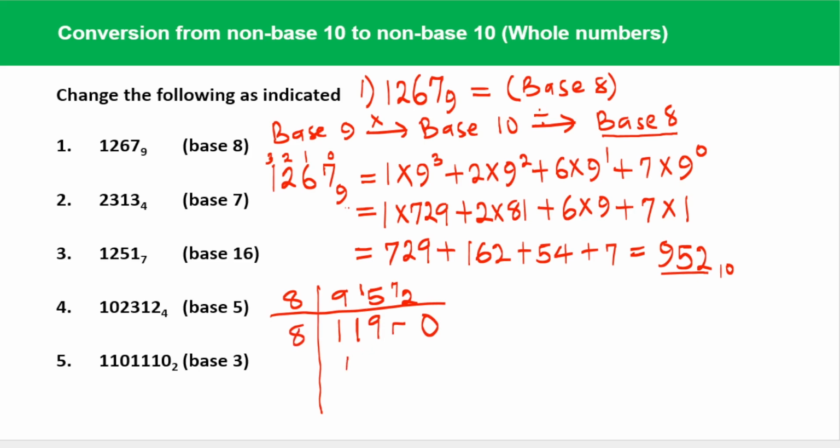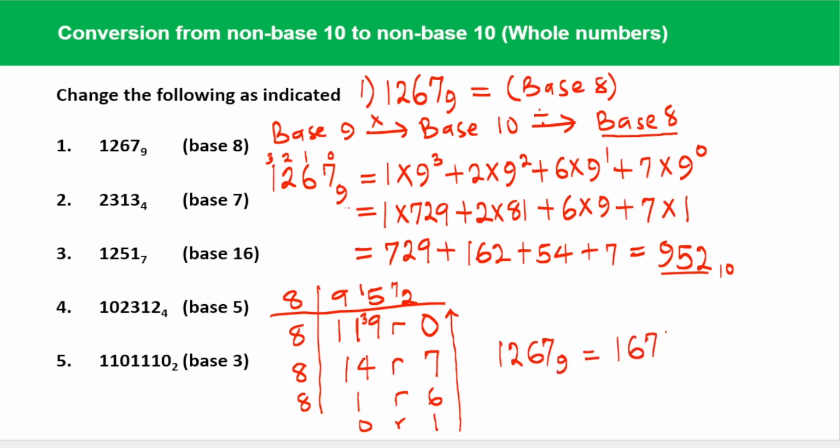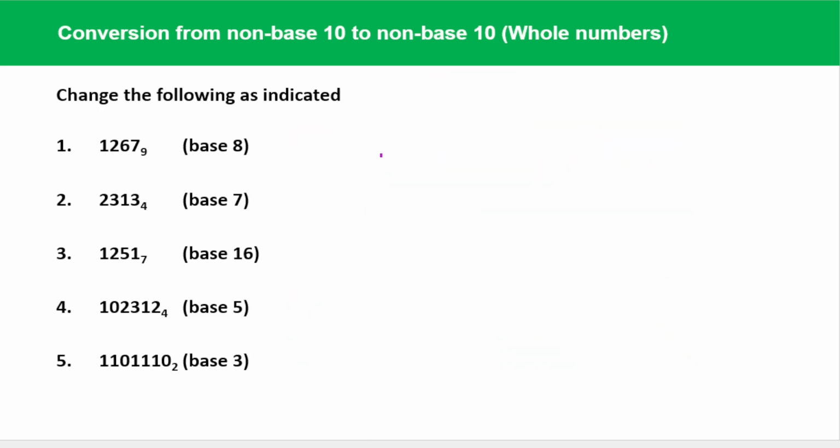8 divide 11, that is 1. Remainder 3. 8 in 39, that is 4. 8 times 4 is 32. 39 minus 32 will give us a remainder of 7. 8 in 14 is 1, remainder 6. 8 in 1 is 0, remainder 1. Since this one was not divided, we move the 1 to the right hand side as our final remainder. Therefore, our answer from the bottom to the top is 1267 base 9 is the same as 1670 base 8.